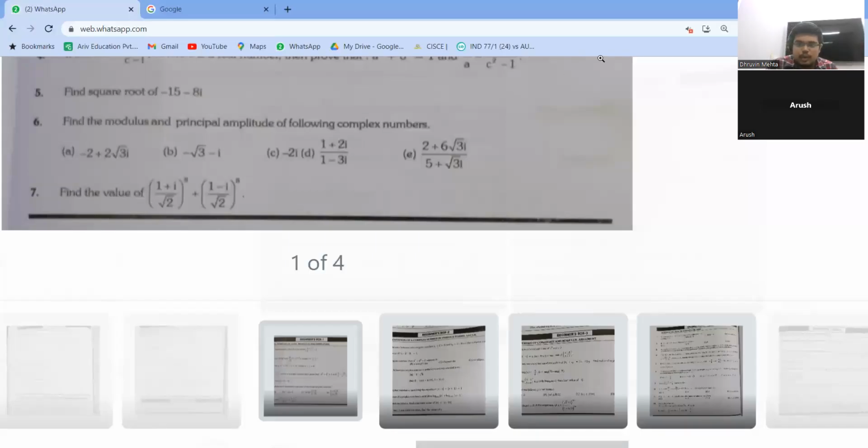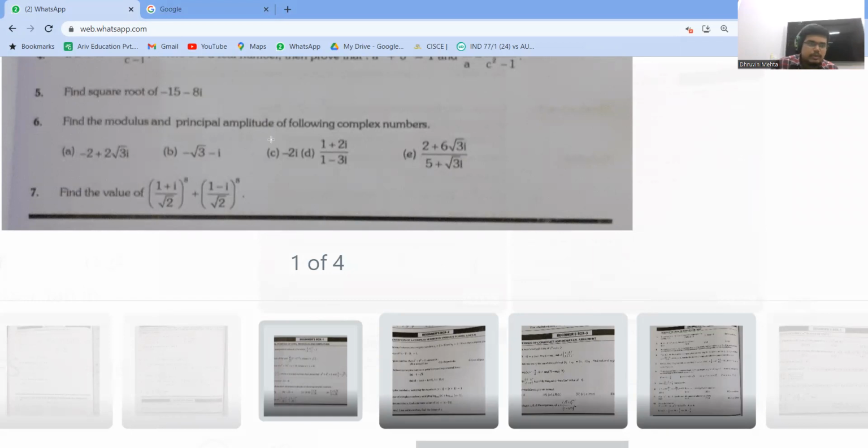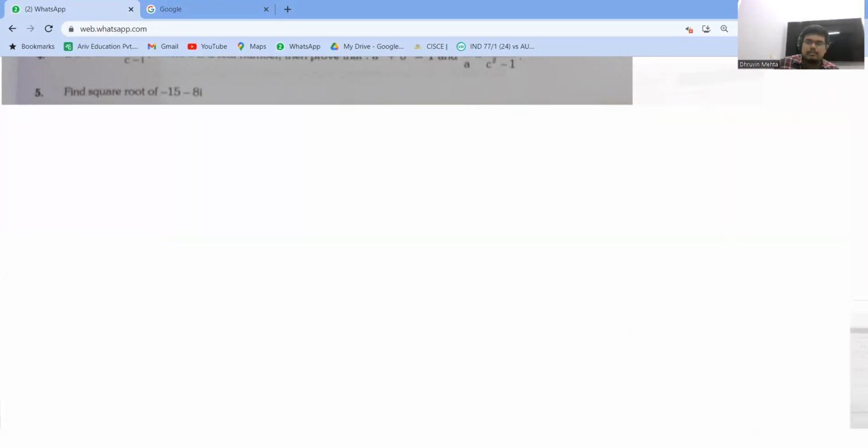Next, Arush will take square root of complex number. Sure. We have to find the square root of minus 15 minus 8i. See, the thing is, square root of a complex number is also a complex number. So it's like a plus ib.